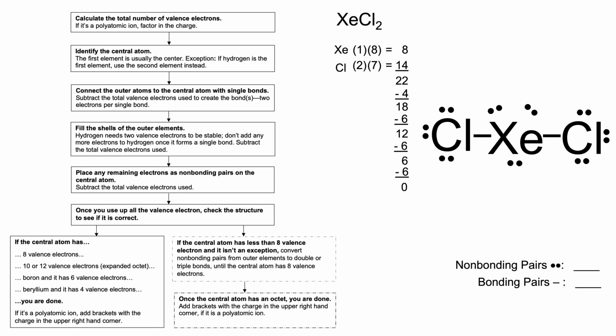I've now used up all of my electrons, and when I check xenon, there's 2, 4, 6, 8, 10 electrons. It's an expanded octet. So there's 9 non-bonding pairs, there's 2 bonding pairs, so 11 times 2 gives me 22. That's how many valence electrons I wanted in the structure.